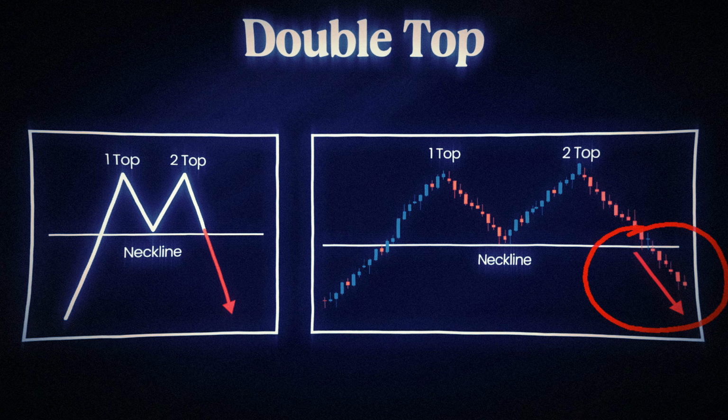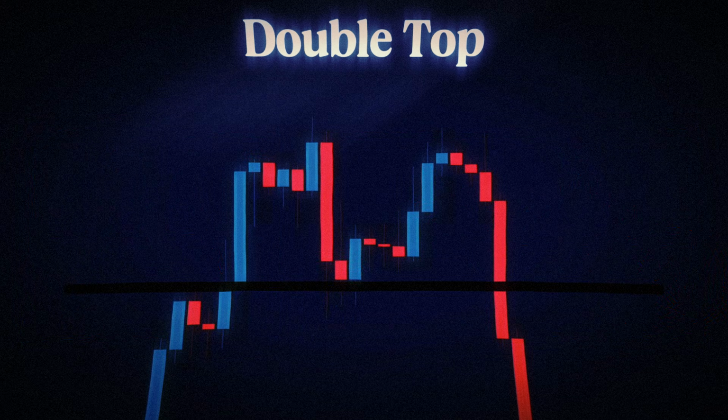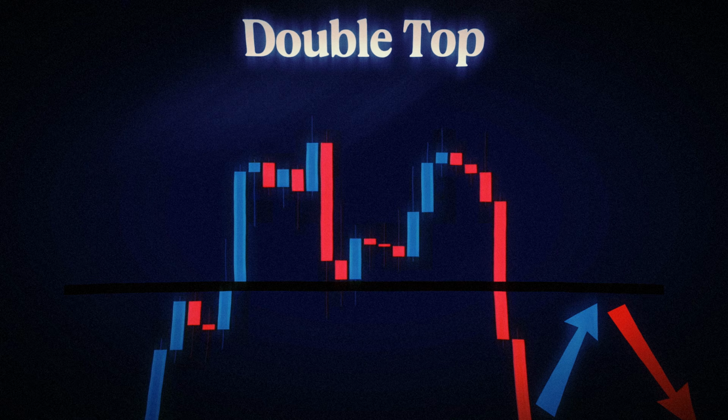When the price falls below this neckline after the second peak, it confirms the pattern and signals that upward momentum is weakening. Entry is typically made after the neckline break, with additional confirmation if the price retests and fails to reclaim it.